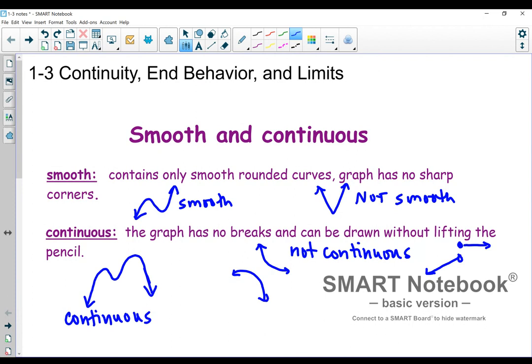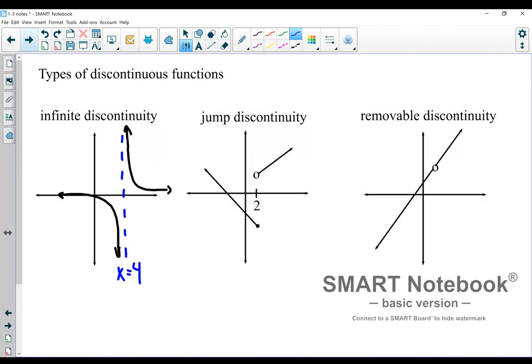I always like to give you guys a picture of what we're looking at. Here are our types of discontinuous functions. The first one is infinite discontinuity. The reason we call it infinite is because on this asymptote, x equals 4, this part of my graph is going off to infinity by that asymptote. X will not actually equal 4, but it'll get closer and closer to 4, and y goes off to infinity. And then same thing over here on this part of the graph. It's getting closer and closer to 4 for your x, and your y is going to negative infinity. So that's why we call it infinite discontinuity.